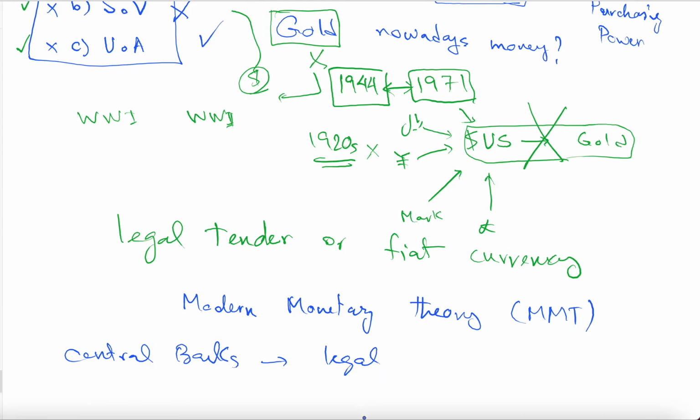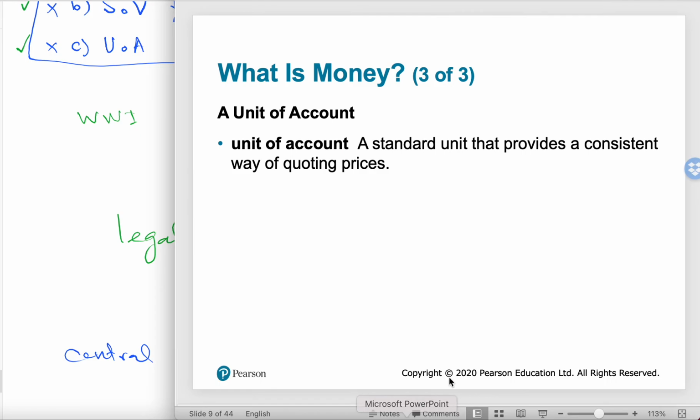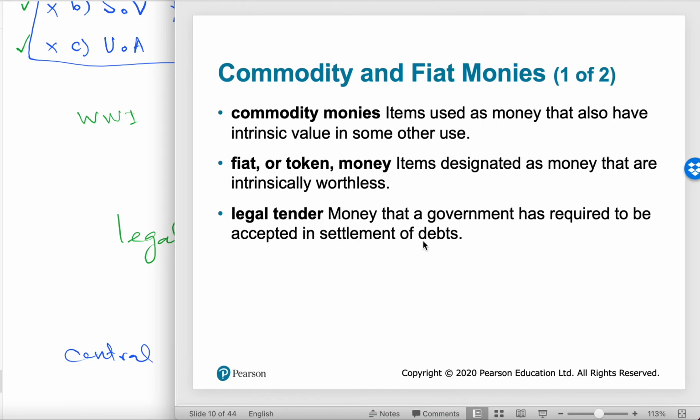By definition, legal tender is the money that a government has required to be accepted in settlements of debt. So the Omani Riyal is legal tender for Oman. The US dollar is legal tender for the world, not only for the United States, because a lot of international exchanges are also made in US dollars.